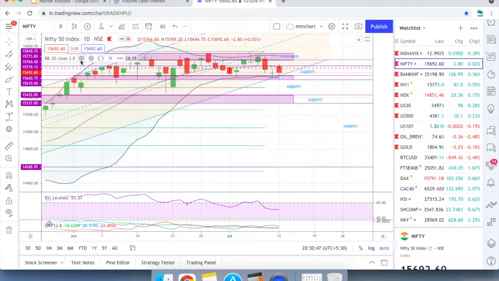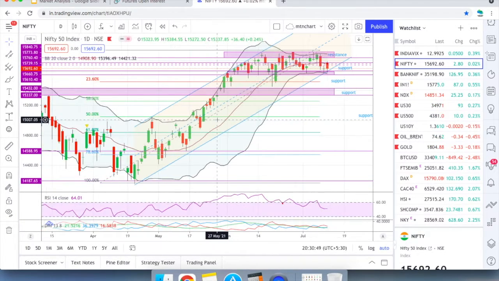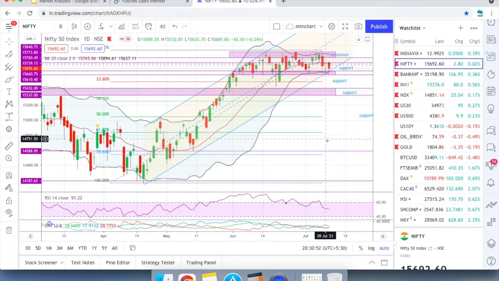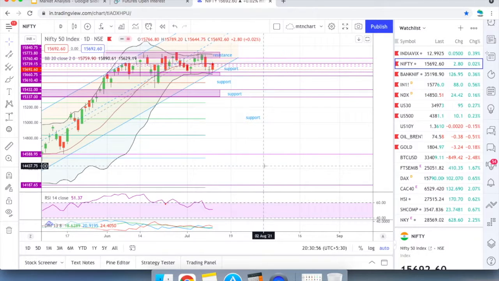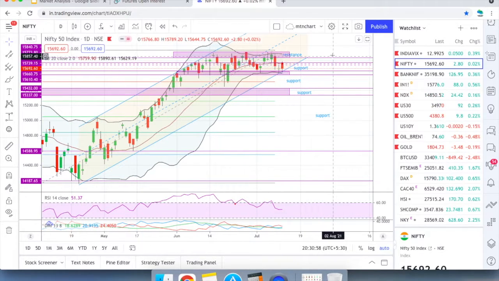Look at the Bollinger Bands in the Nifty. They're squeezed and contracting to almost very narrow. We have been hovering between 15,600 and 15,800, 850, so 200 to 250 points, for quite some time. And if you see, it is since 2-3 weeks. This is what is happening.